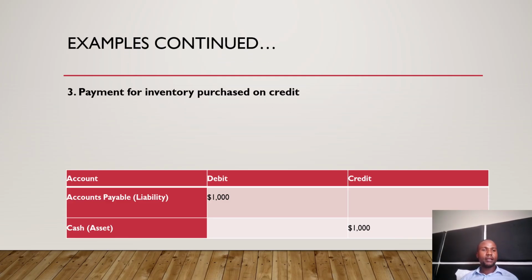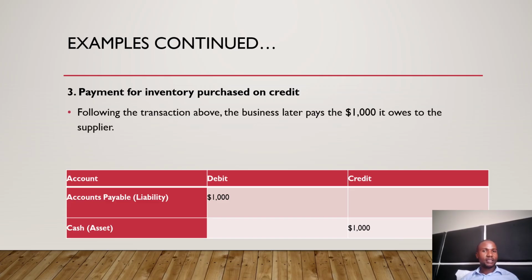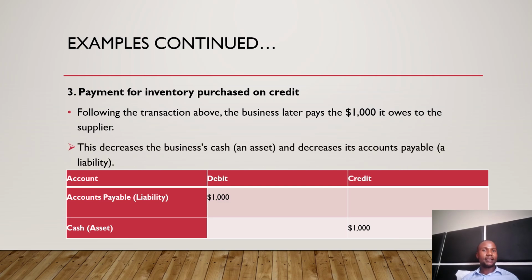Now let's say we are paying for the inventory that we purchased on credit. Following the transaction above, the business pays the 1,000 it owes to the supplier. This will decrease the cash, which is an asset, and it also decreases the accounts payable amount owing to the supplier. According to the rules, a decrease in a liability account is a debit entry. That's why we're debiting the accounts payable account. And a decrease in an asset account is a credit entry. That's why we're crediting the cash account.